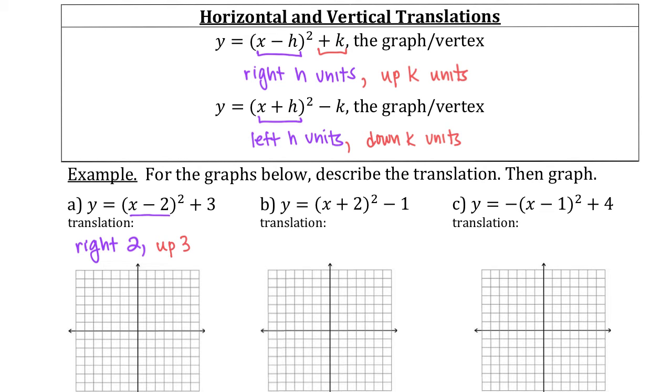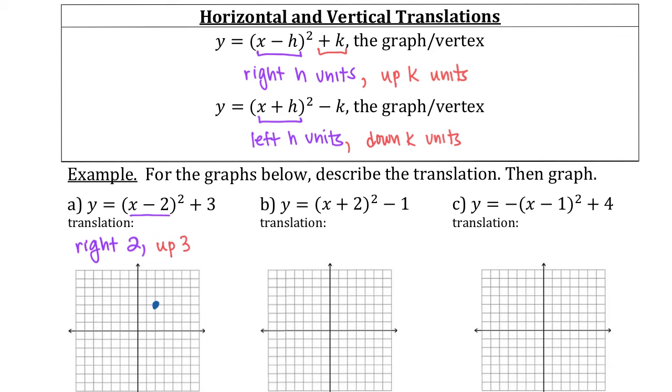Now I'm going to move my vertex. Normally the vertex is at 0, 0. But because of the translation, I'm going to go right 2, 1, 2, up 3, 1, 2, 3. And I'm going to put a new vertex there. And I didn't do any work, I just know that's where it's going to move to.